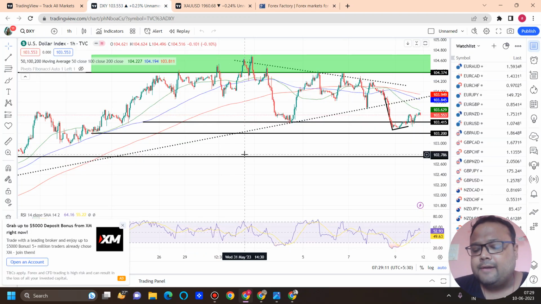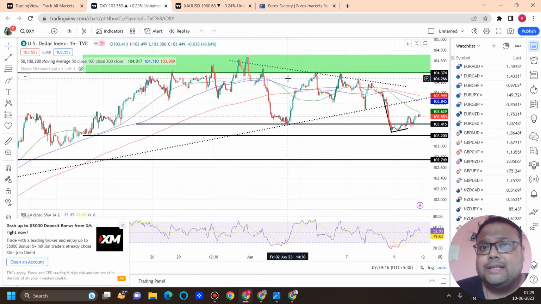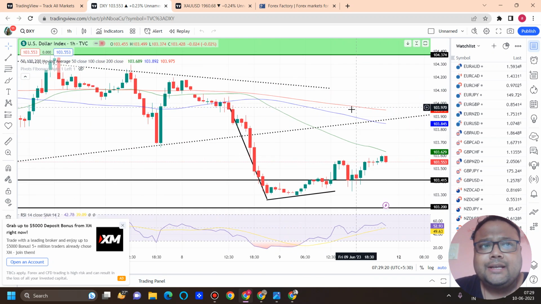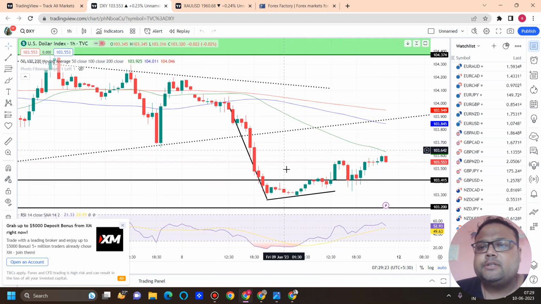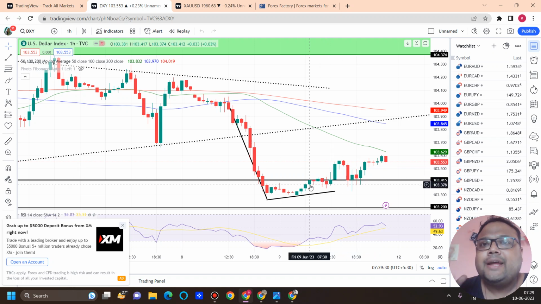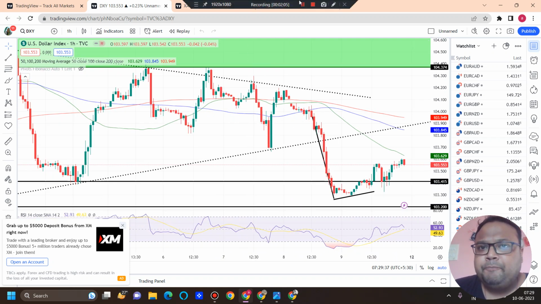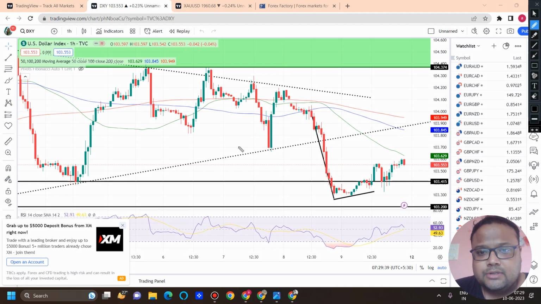If you look at DXY, then we can see that DXY was also inside a symmetrical triangle pattern that we discussed. There was a big drop, and right now DXY is slowly showing some recovery, but the recovery does not have much potential. We can see that the strength of the buyers is missing, the power is missing somewhere. So definitely we can expect that on Monday, if the same upside continues, then market will be facing some resistance around the previous support levels.